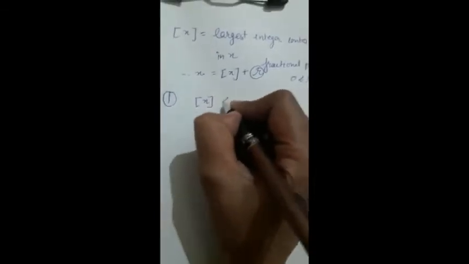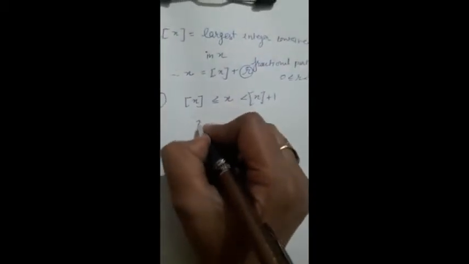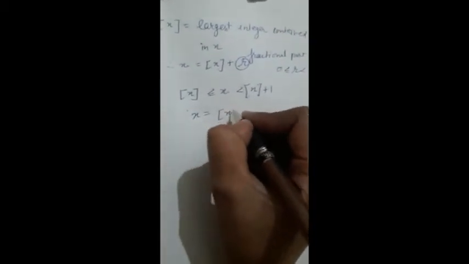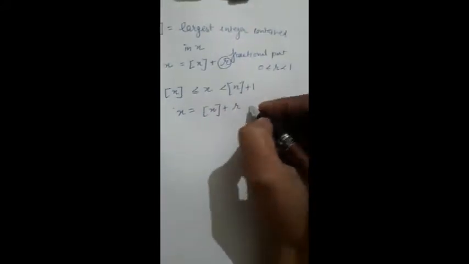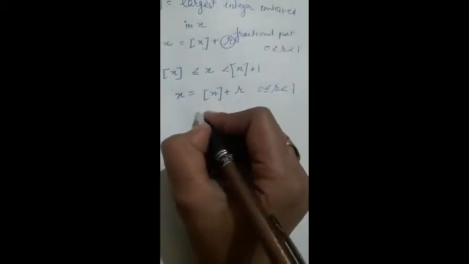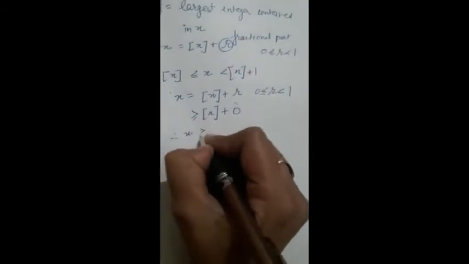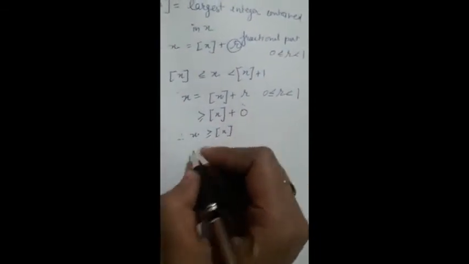Our very first property is: greatest integer x is less than or equal to x, which is less than greatest integer x plus 1. We have studied x is equal to greatest integer x plus r, where r is greater than or equal to 0 and less than 1. We use the condition r is greater than or equal to 0, so x is greater than or equal to greatest integer x plus 0. Therefore x is greater than or equal to greatest integer x.